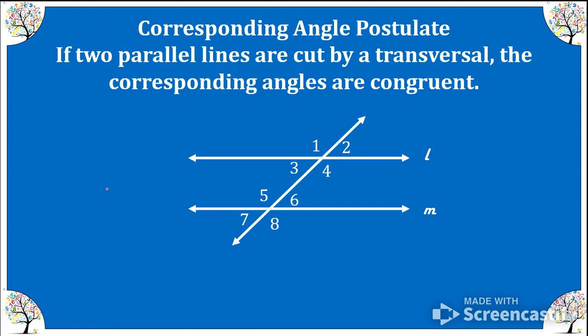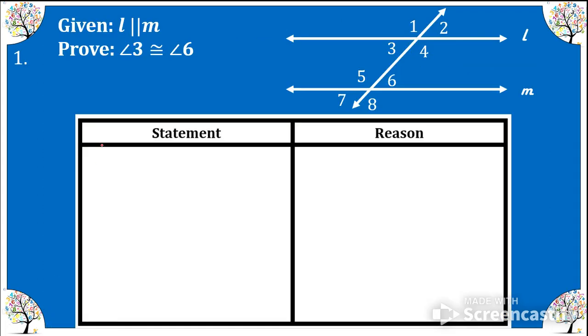Let's recall our corresponding angle postulate. We use that for the first few proofs we do today. So if two parallel lines are cut by a transversal, the corresponding angles are congruent. Remember, corresponding means in the same location, like 1 and 5, 3 and 7, 2 and 6, and 4 and 8. Those are the corresponding angles.